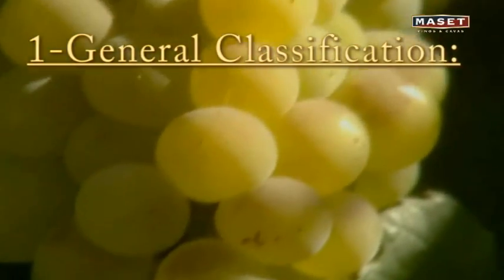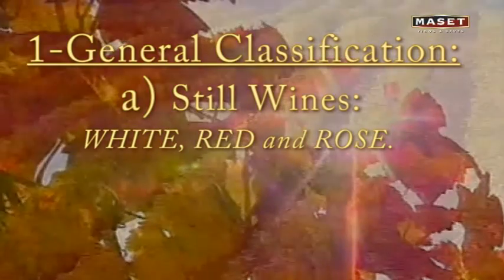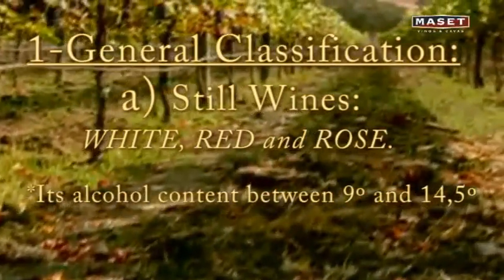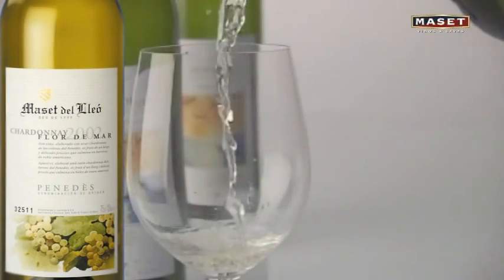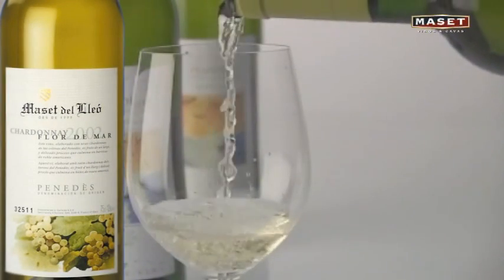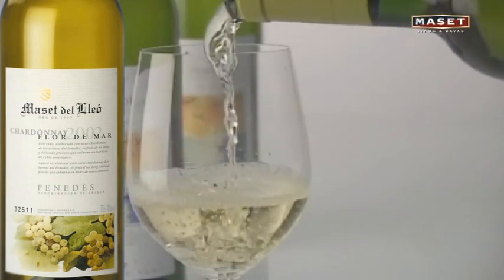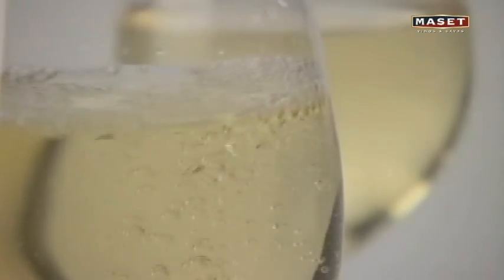1. General classification. A. Still wines. Its alcohol content ranges from a minimum of 9% and a maximum of 14.5%. White. It is obtained from white grapes. Although rare, white wine can also be obtained from red grapes with colorless flesh, from which the skin is separated.